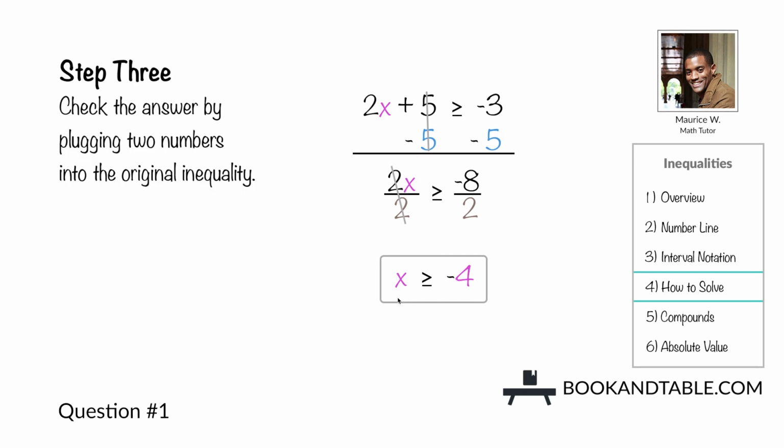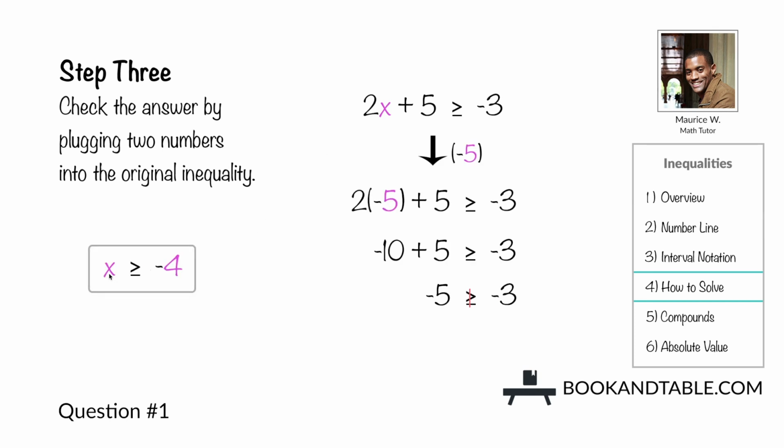And now step 3, check the answer by plugging two numbers into the original inequality. So when we do that, we have x is greater than or equal to negative 4. So we should try negative 4 to make sure that the statement remains true. And then we should try a value smaller than negative 4, which is negative 5, to show that it would not work. So we'll start with the smaller values and then plug in the larger values. Since negative 5 is smaller, we'll start there. 2 times negative 5 is negative 10. Negative 10 plus 5 is negative 5.